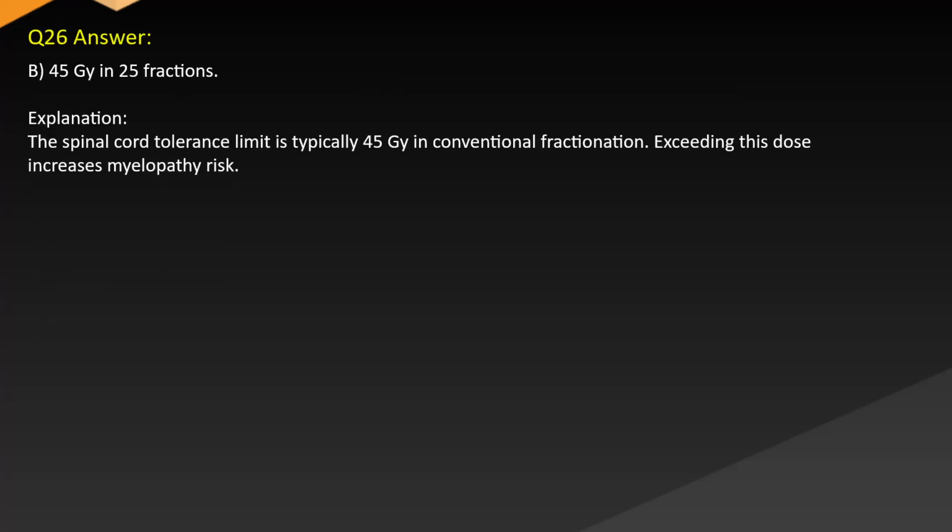Answer B. 45 Gy in 25 fractions. Explanation: the spinal cord tolerance limit is typically 45 Gy in conventional fractionation. Exceeding this dose increases myelopathy risk.